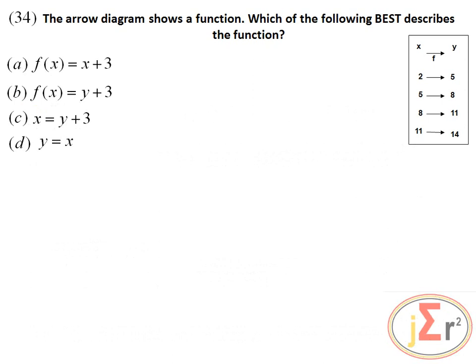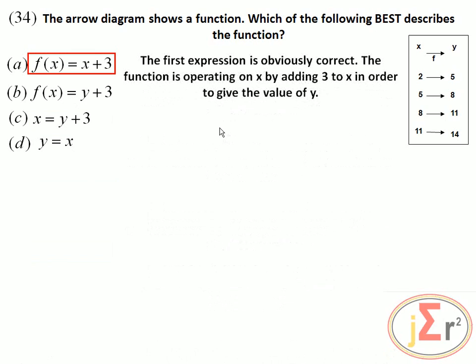The arrow diagram shows a function. Which of the following best describes the function? That is, which one of these options best describes this function? The first expression is obviously correct. The function is operating on x by adding 3 to x in order to give the value of y, and that we'll look at by the time that we are finished with this slide. So the correct answer is A.